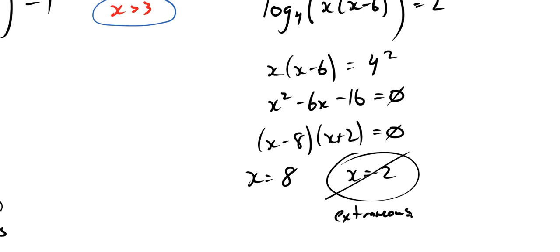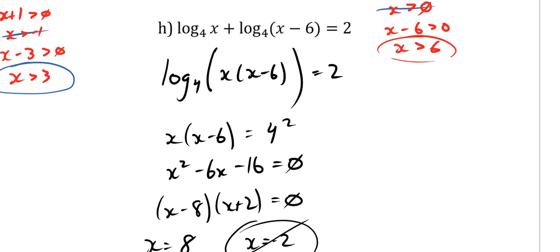Questions so far? Yes. We're rewriting it in exponential form. Think about it like this. Log base A of B equals C. So there's my A, this whole thing is my B, and there's my C. And that means A to the C equals B.